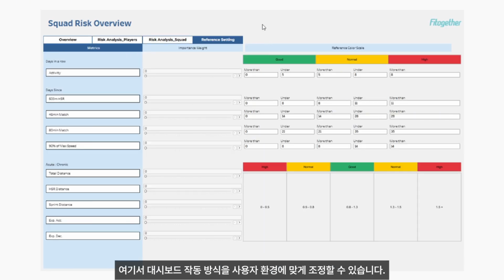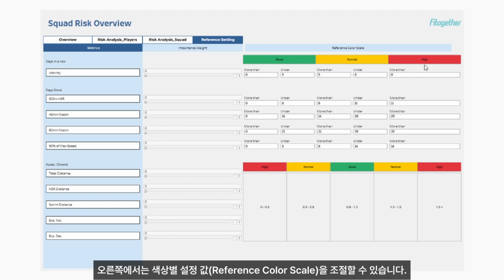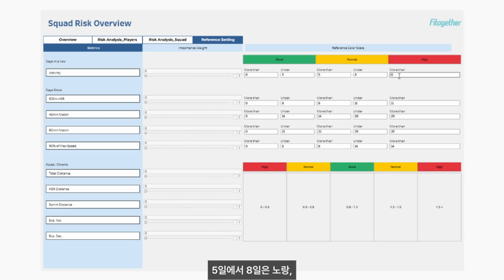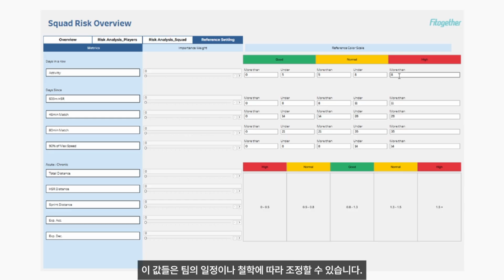This is where you can customize how the dashboard behaves. On the right-hand side, you'll see the conditional formatting controls. This is where you can set the thresholds for green, yellow, and red for each metric. For example, your default setup might be green for 0 to 5 days, yellow for 5 to 8 days, and red for more than 8 days since that metric was last achieved. You can adjust these values based on your own schedule or philosophy.